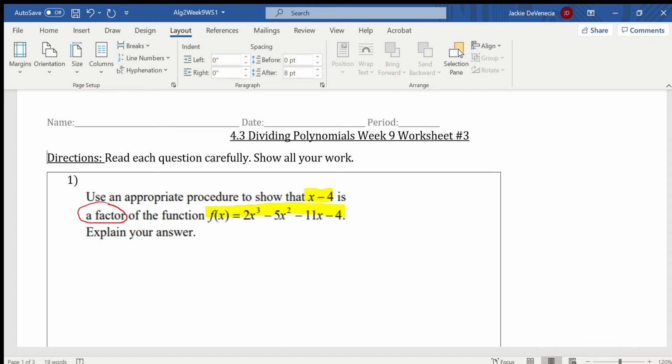Okay, so I'm just going to go over one of the problems we discussed in our meetup. Okay, so we have this word problem, and we're trying to find if this binomial is a factor of the function f of x, which has a polynomial, and we have to explain your answer.